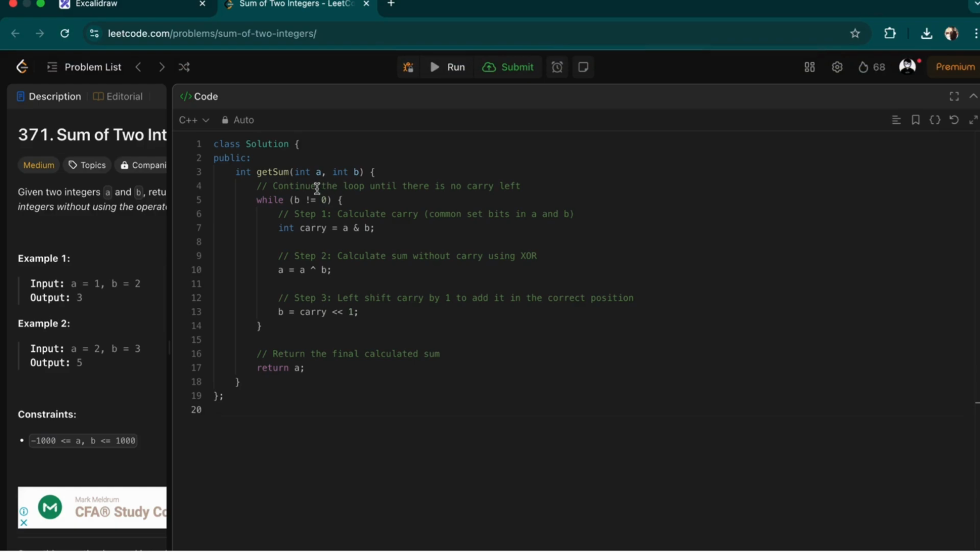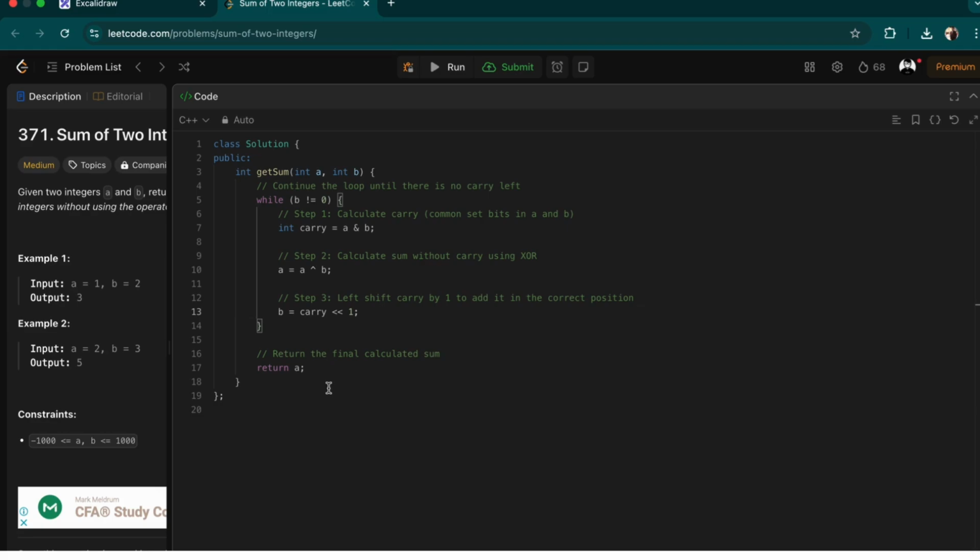If we see the code, it's very simple. We are not using anything extraordinary. The function is getSum. We need to continue the loop until there is no carry left, so we are using a while loop. Step 1 is calculating the carry, that is, the common set bits in a and b. Carry is equal to a AND b, right? Step 2 is calculating the sum without carry using XOR, so this is the expression here. Afterwards, at step 3, we left shift the carry by 1 to add it in the correct position, so this is the expression. Finally, it's a 3-line code. After that, we return a.